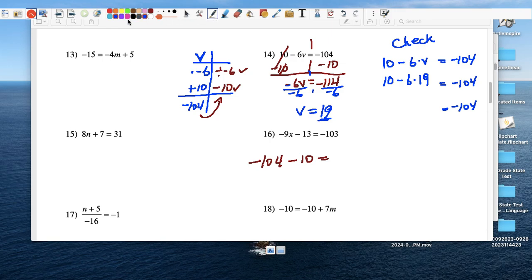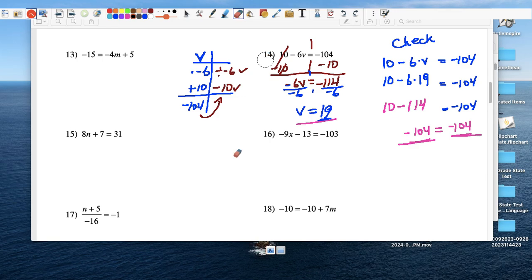Let's do order of operations. We have a subtraction, multiplication. Who do we do first? We do the multiplication. So 10 minus, and 6 times 19 ends up being 114. Yeah, continue one more line. Right side's already -104. And what's 10 minus 114? It's actually -104. So our solution is 19, and our check came out to be correct because the left side equals the right side. Okay.